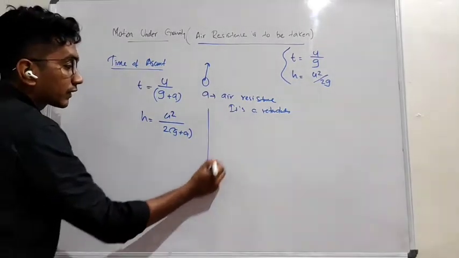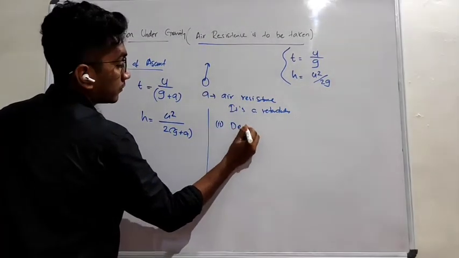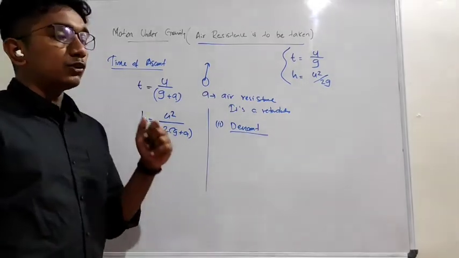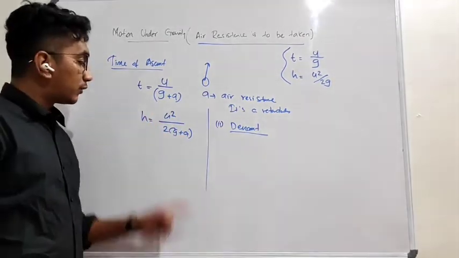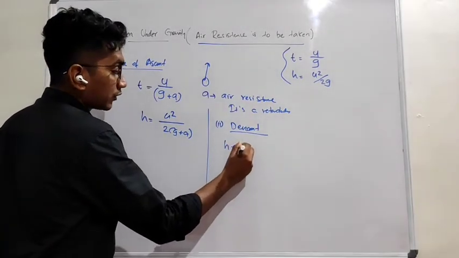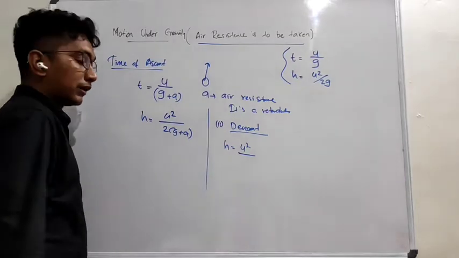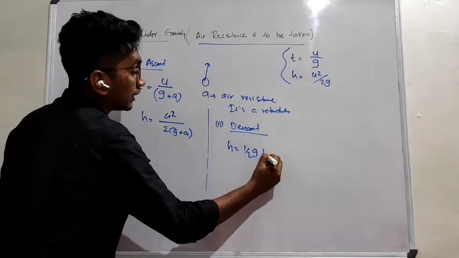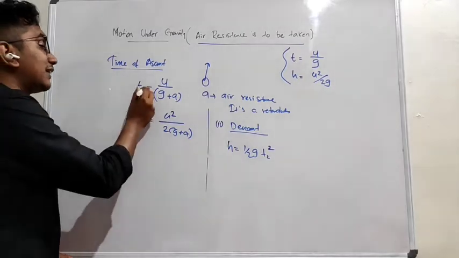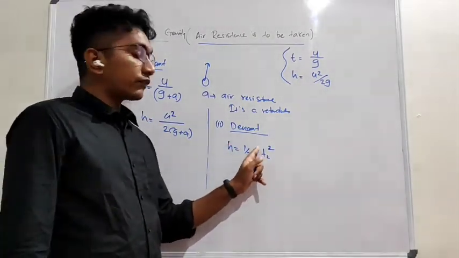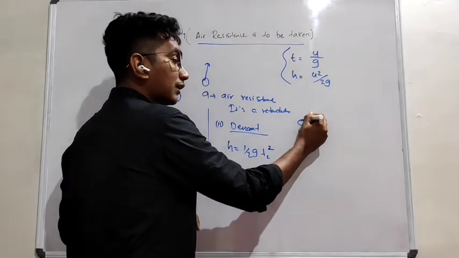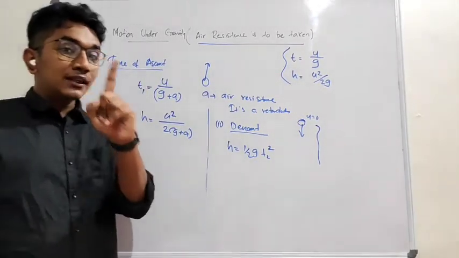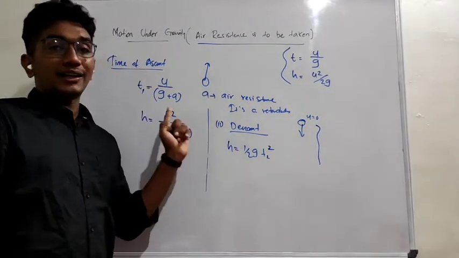But in the case of time of descent, the T2 value will be different. In the case of descent, h is equal to half into g into t square. Since this is T1, I will give it as T2. So h is equal to half g t2 square, because when the body is coming down the initial velocity is 0. Half g t square, but here it is t2. In both cases the heights traveled are equal.